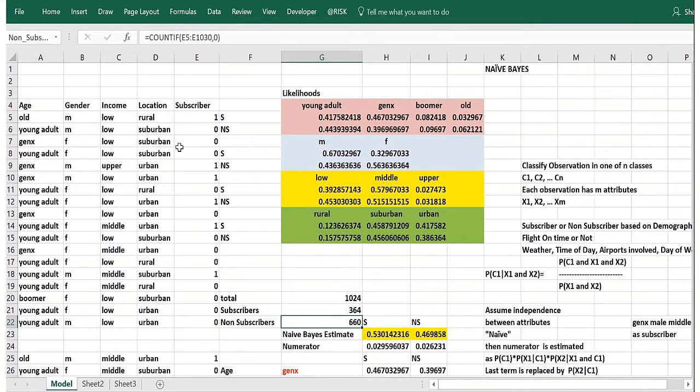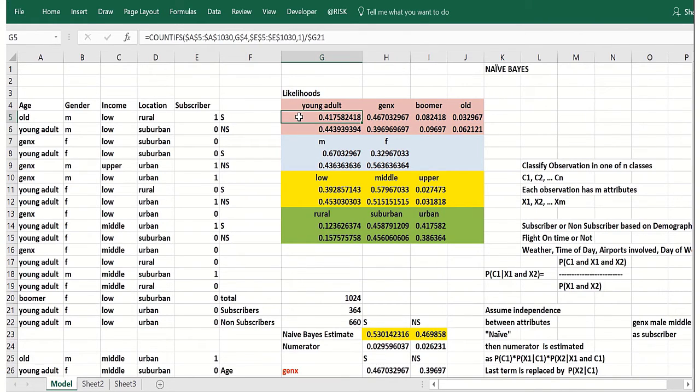We have 2 classes, subscriber and non-subscriber. We have 4 attributes: age, gender, income, and location. Age can have 4 values, gender 2, income 3, and location 3. So basically, to do the naive Bayes classification, we need to know, for each of our attribute values, here are the ages, here are the genders, here are the incomes, here are the locations. We need to know how likely it is, given somebody's a subscriber, that they're a young adult, a Generation X, a boomer, or old. These probabilities have to add to 1.